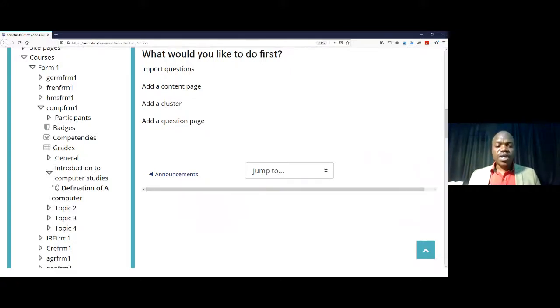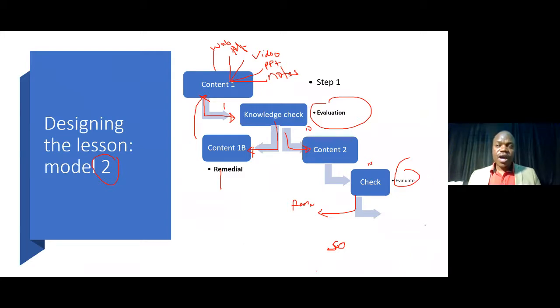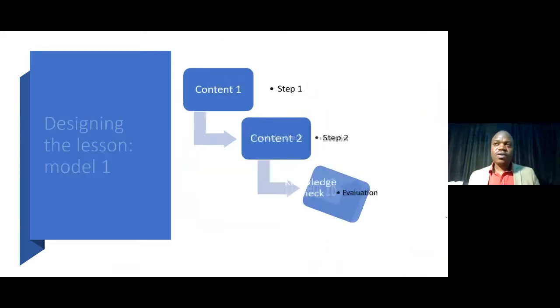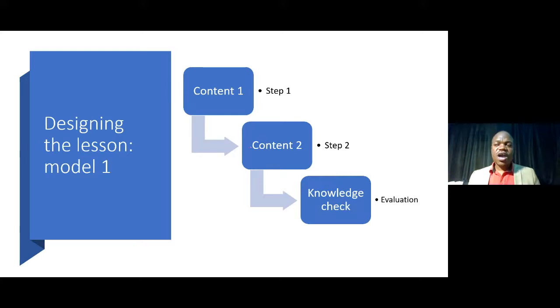So in our model here, if I can take you back to the model, the one we want is first, we want to add, probably, where is that model? I think it's here. Yes, so for us, we want to do the first one, which is we want to have a content and probably another content. Then we do knowledge check, something like that. Then you can evaluate after giving two steps, moving to step one and two.